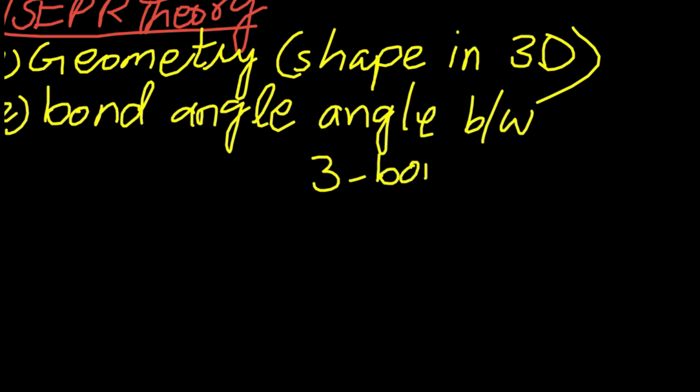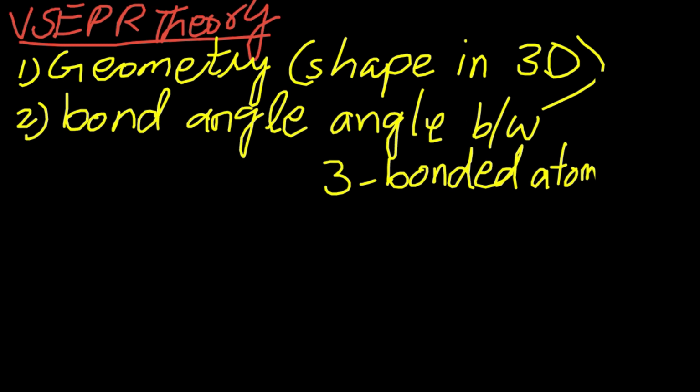three bonded atoms. VSEPR theory represents the molecules by the alphabetical notations A and B, where A is the central atom and B is the ligand atom. How many ligand atoms are attached with central atom? Their number is represented by X.